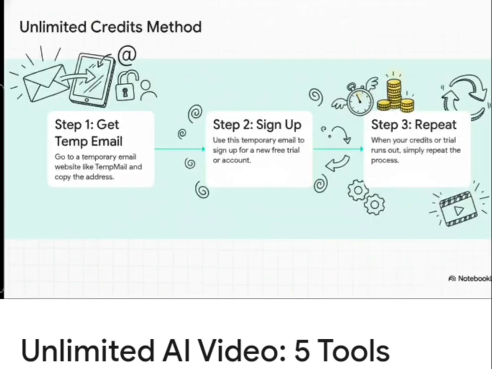And look how easy this is. Seriously, you just go to a temp email site, it spits out an email for you, you copy it, sign up for a new free trial, use up all the goodies, and when you hit that limit, you just do it again. Grab a new email and you're back in business. It is a total game changer. Let's see how this works with our first tool.